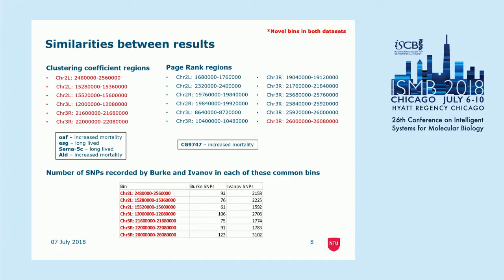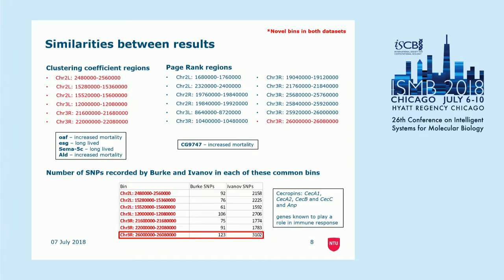As I said, we're looking at SNPs. So we looked at how many SNPs resided in these common regions between both datasets that were also novel. There were a fair number of SNPs residing in each of these regions. And then we found that this one region at the bottom, which was this PageRank region here, had the largest amount of SNPs residing in it in the whole of the SNP dataset.